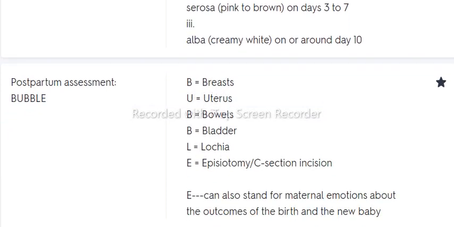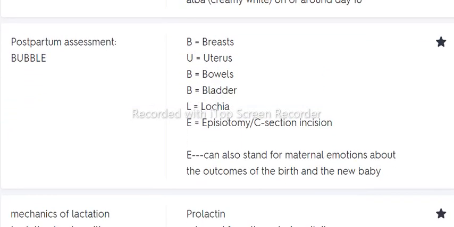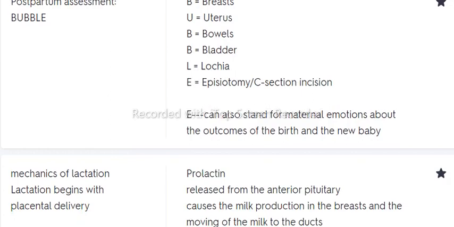Postpartum assessment: BUBBLE-LE. B equals breast, U equals uterus, B equals bowels, B equals bladder, L equals lochia, E equals episiotomy, C-section incision. E can also stand for maternal emotions about the outcomes of the birth and the new baby.